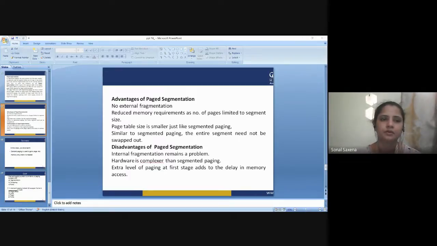So this is what we know about segmentation with paging. The only problem that occurs here is external fragmentation. I have told you that external fragmentation is the one which occurs here because we allocate memory continuously to the processes. Due to this, space is left and memory remains unused, hence causing external fragmentation.